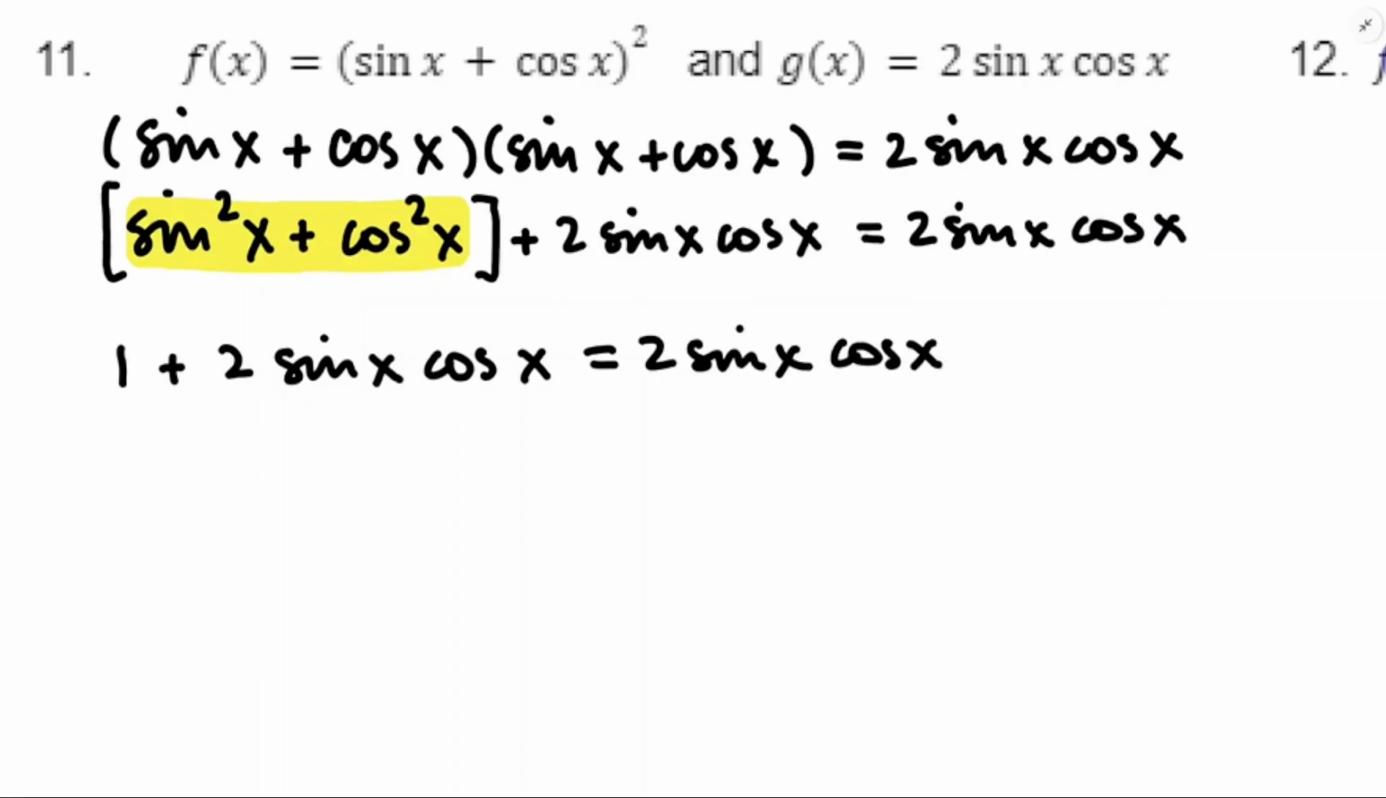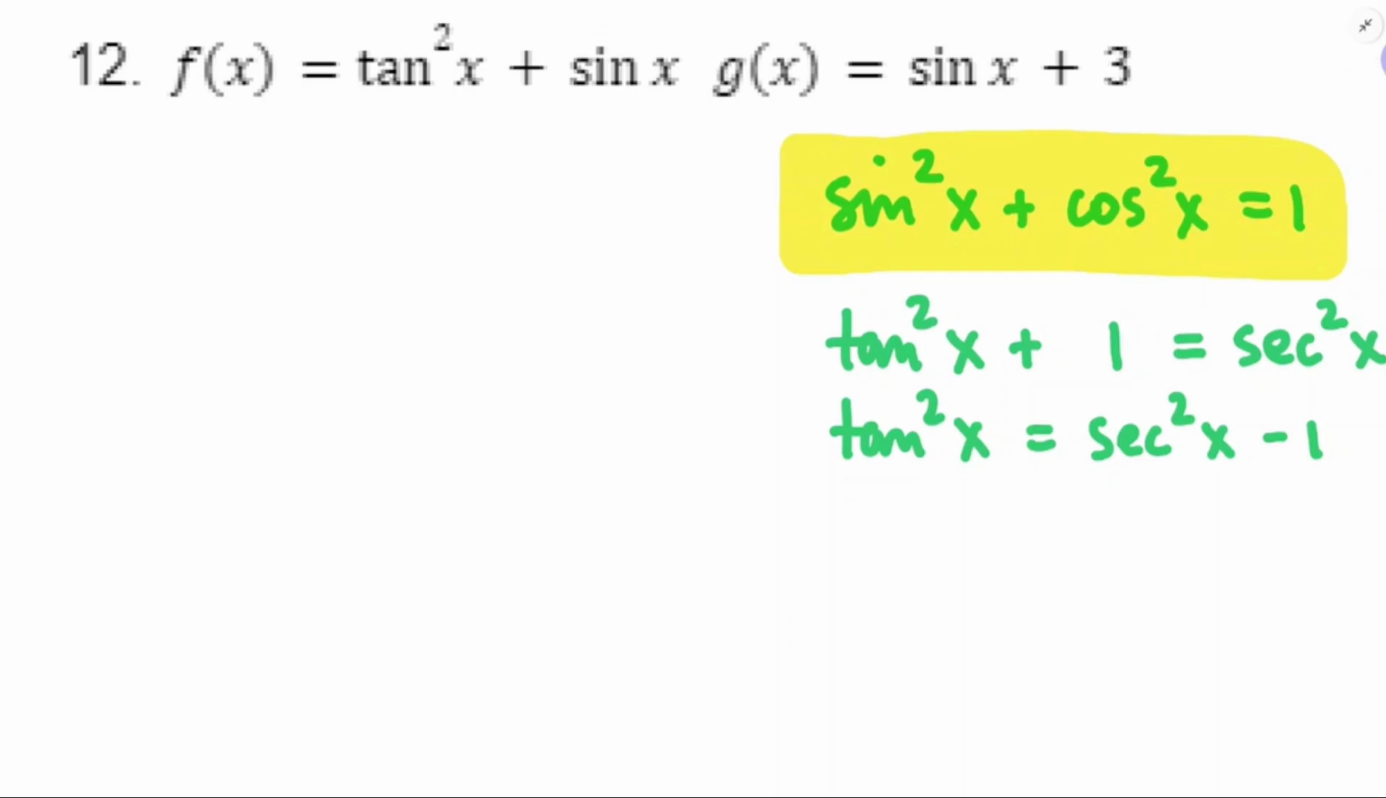But what I'm going to do is subtract these 2 sine x cosine x's from both sides, and I'm going to get that 1 equals 0. And that's going to be bad news, right? That's going to be telling me that this equation has no solution. I mean, I didn't divide both sides by anything yet. That's not going to have any solution at all. So I guess I could say that the graphs of f and g don't intersect.